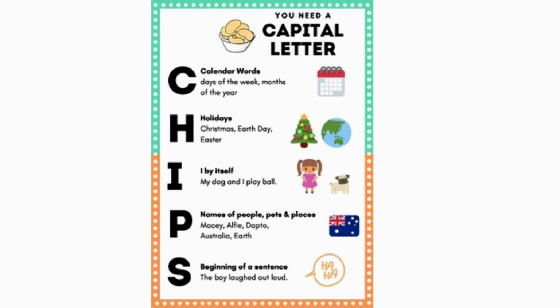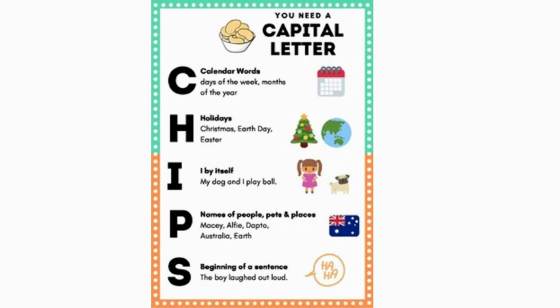Next, I. I by itself. So I is a word. I is a single letter word. And if we say I in any sentence, then you have to write it in capital letter. My dog and I play ball. Here we use capital letter I in between a sentence. Whenever we write I, we use capital letter in between a sentence.